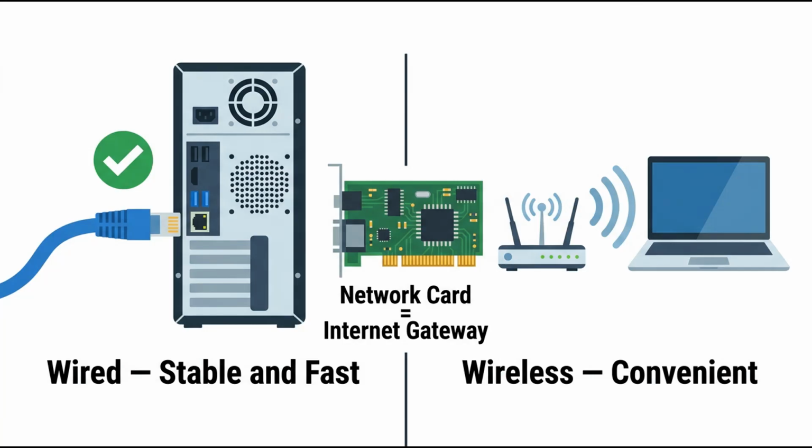To connect to the internet, your computer uses a network card, either a wired Ethernet card or a Wi-Fi card. Many motherboards have these built in today. Wi-Fi lets you connect wirelessly to your router. Wired Ethernet gives you faster and more stable speeds. For gaming or video calls, wired is always better. The network card handles all communication with the outside world.